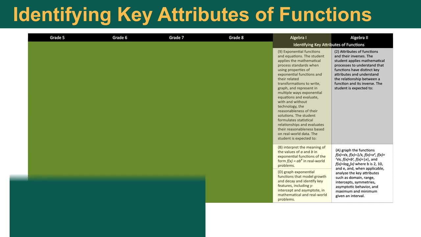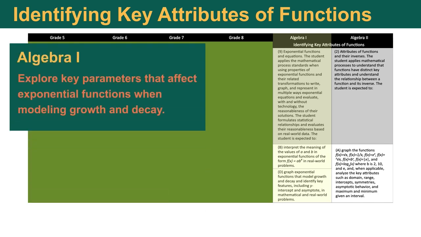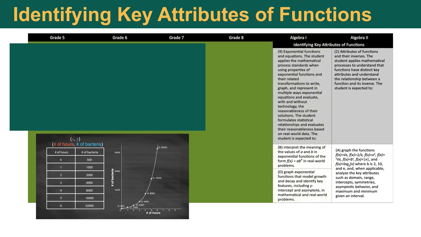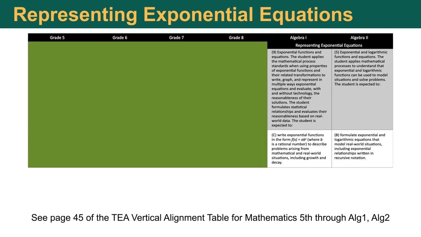The vertical alignment for the next several standards shows that exponential function topics are first addressed in Algebra 1. For Standards 9B and D in identifying key attributes of functions, students explore exponential functions and the key parameters that affect their behavior and learn how to graph these functions to model exponential growth or decay. In Unit 5, we also see Standard 9C in representing exponential equations.